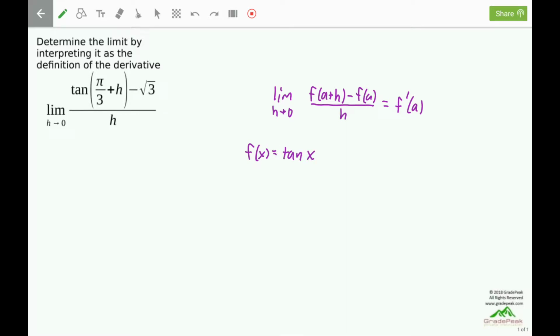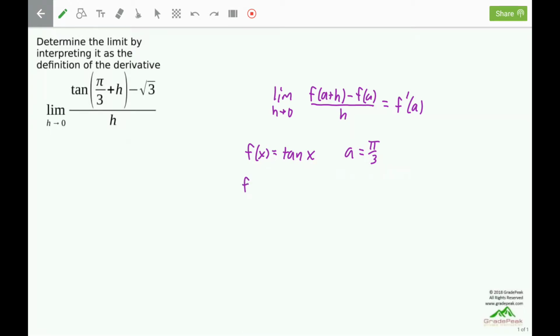The next thing to do is to determine the a value. And the a value is found by whatever's adding with h in f of a plus h. So looking over here, what's adding with h is pi over 3. That's our a value. So what I have is f of x and a, and I want to find f prime of a.